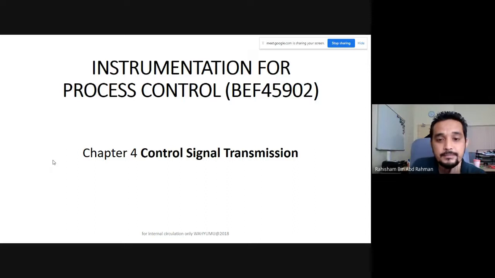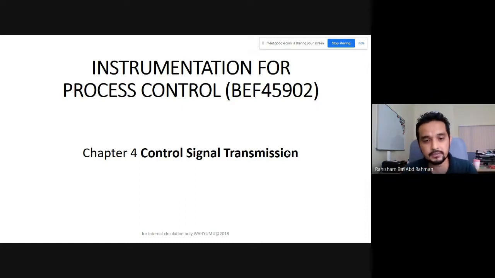Thank you very much. All right, for control signal transmission, we have learned about the sensors, we have learned about the control valve, and we have learned about the overview or introduction about the instrumentation and process control. Now, we come to a section in which we look at how we transmit the signal from one element to another element.